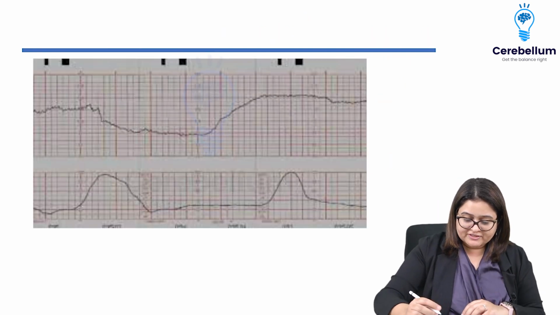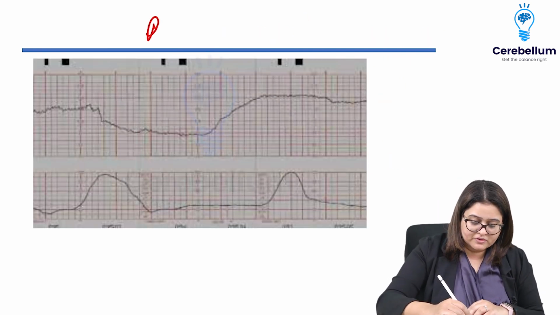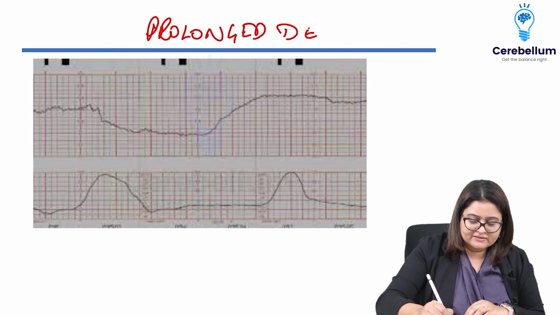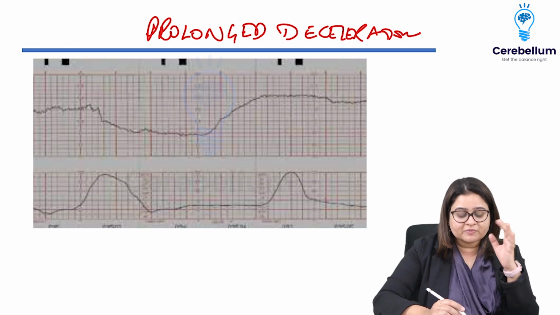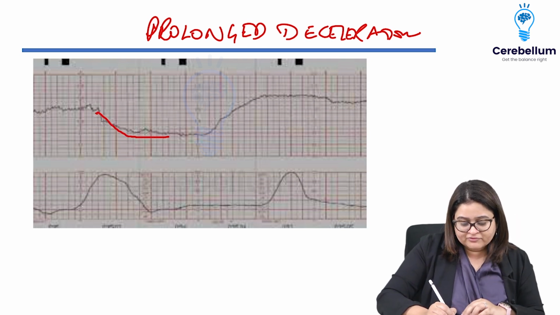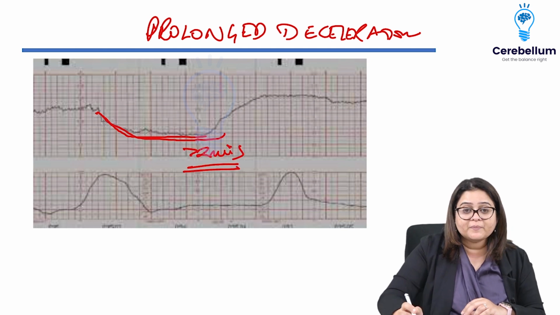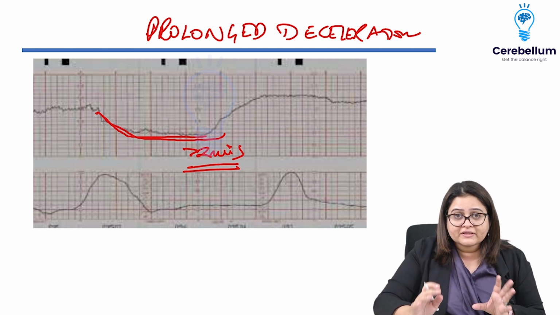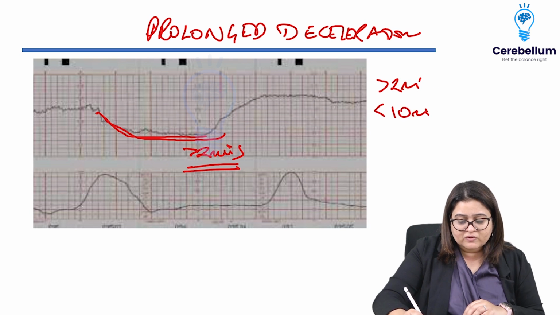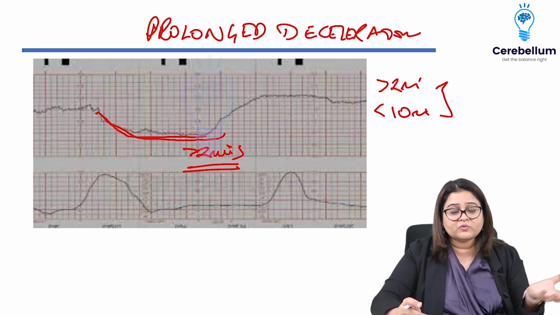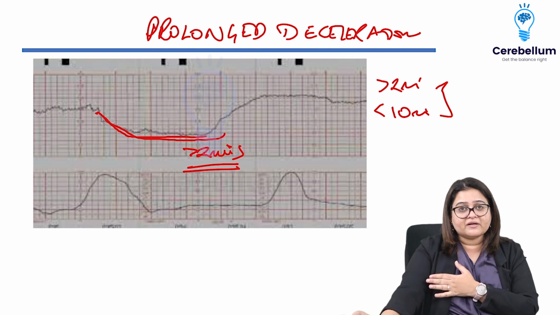So the next type of deceleration is something called a prolonged deceleration. What you're seeing here is a prolonged deceleration. What is a prolonged deceleration? It is a drop in the fetal heart rate by 15 beats per minute or more, but it is lasting for, can you see how long this is lasting for? If it is lasting for more than 2 minutes, it is called a prolonged deceleration. So anything between more than 2 minutes but less than 10 minutes is called a prolonged deceleration. If it's lasting more than 10 minutes, it becomes fetal bradycardia.